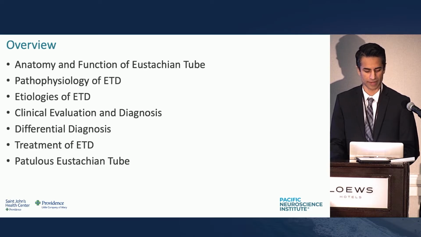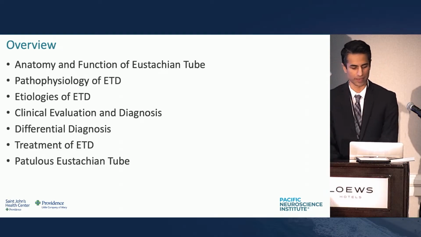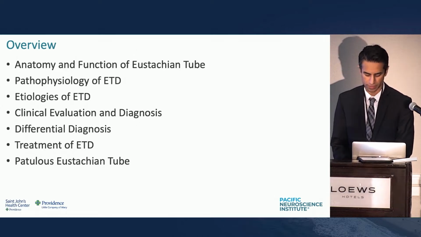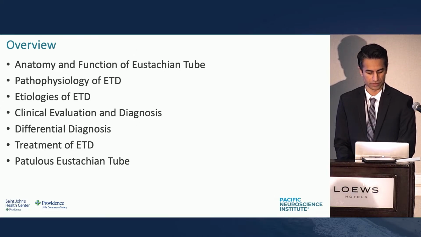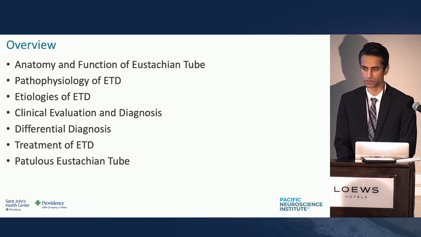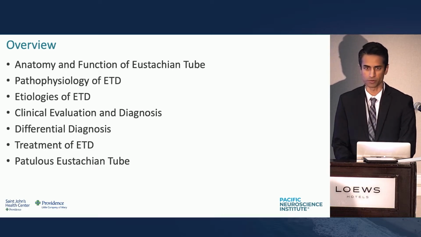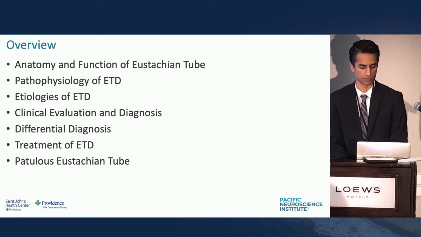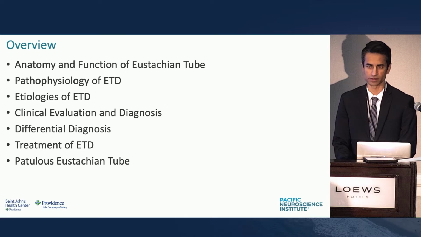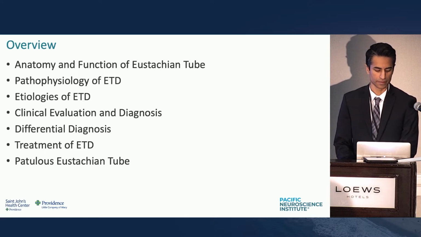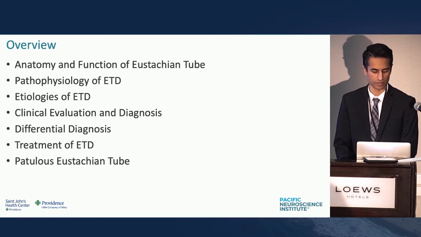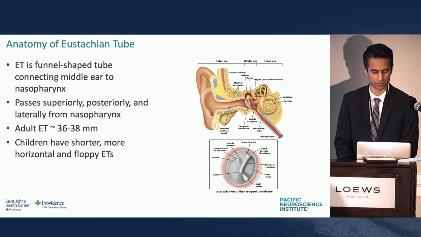So I'll talk about the anatomy and the function of the eustachian tube, the pathophysiology of eustachian tube dysfunction, potential causes of eustachian tube dysfunction, what we do in terms of clinical evaluation and diagnosis. And then importantly, we'll talk about the differential diagnosis. There's a few things that can mimic eustachian tube dysfunction, and so it's important to ask the right questions to rule that out. And then we'll talk about the treatment of eustachian tube dysfunction, and then an entity that I think is a little bit underdiagnosed, which is patulous eustachian tube.